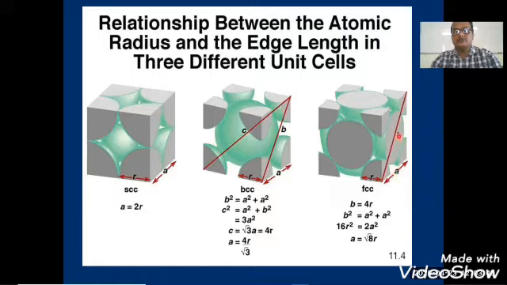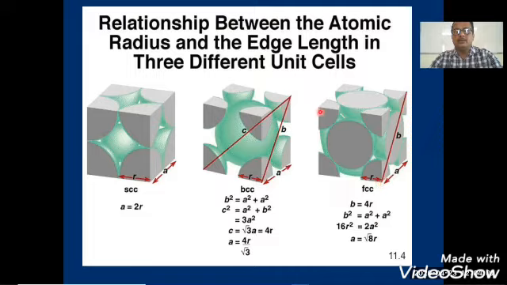So B represents the hypotenuse, A represents the length of an edge. By Pythagoras theorem, B square, that is hypotenuse square, is equal to the sum of the squares of the other two sides of a right angle triangle. Now what will be the length of B?